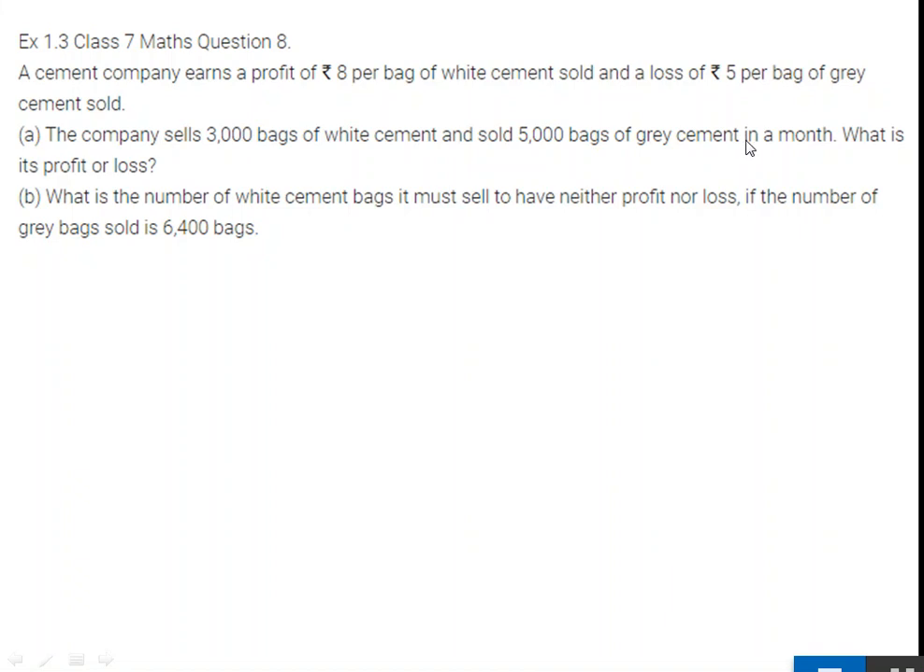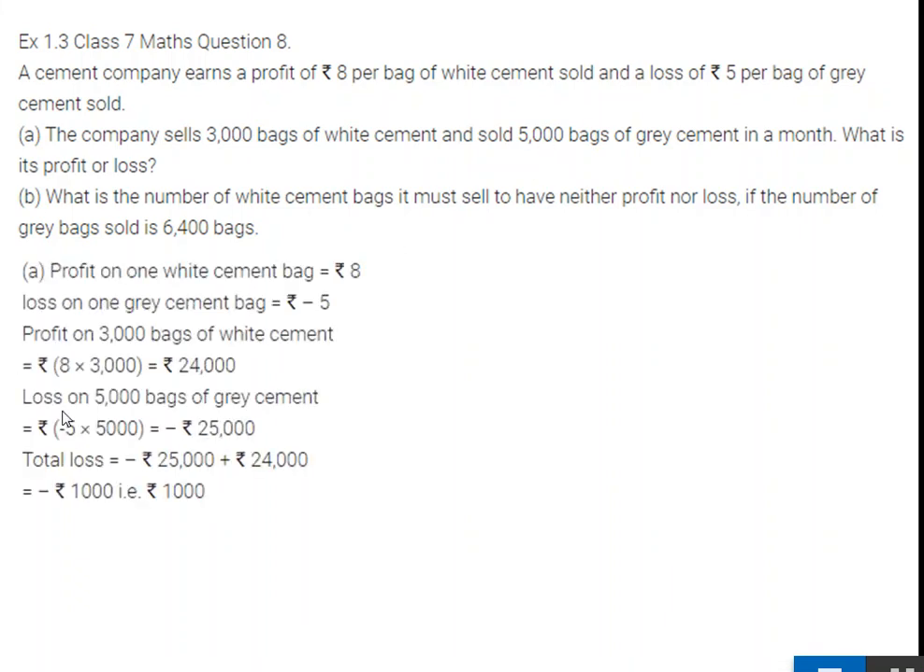5000 bags of grey cement. One bag loses rupees 5. So for 5000 bags, the loss is 5 into 5000. That is negative 25,000. Total loss plus profit. What is loss? Negative 25,000. What is profit? 24,000. So you will get the answer as negative 1000.